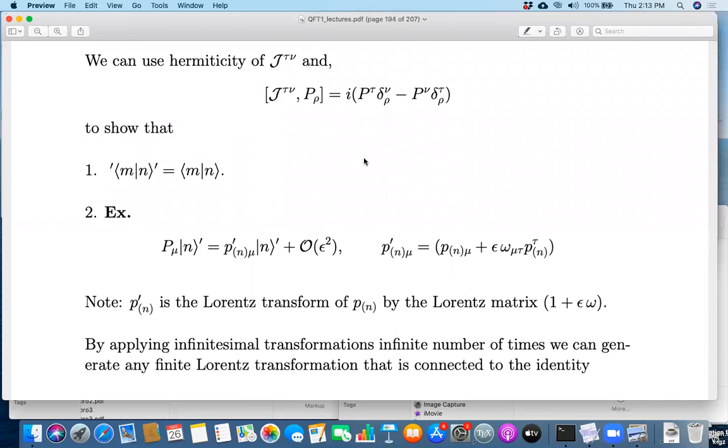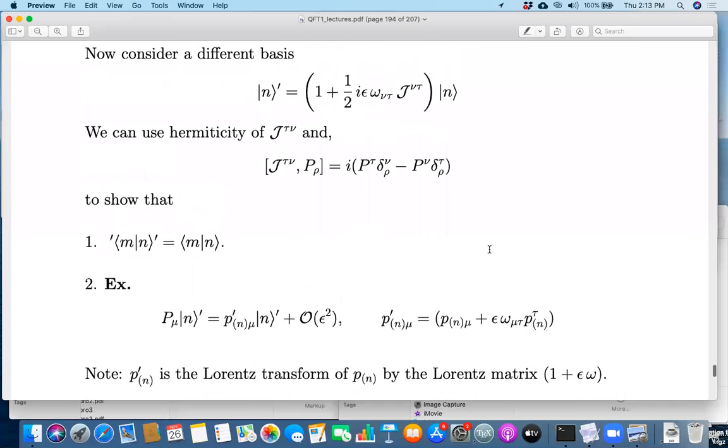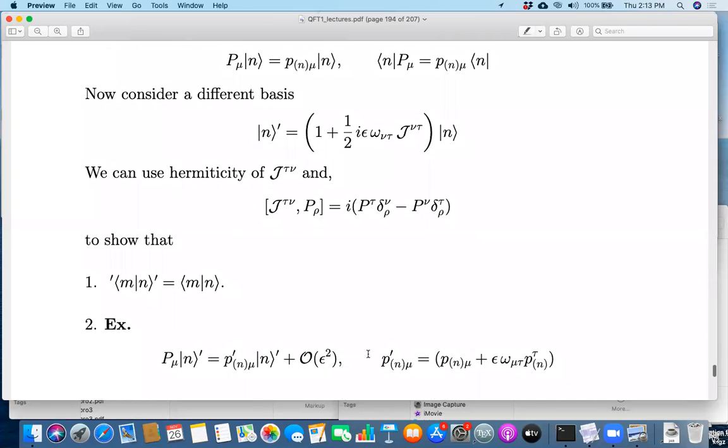Okay. So I'll leave it as an exercise to show that if you take P mu on n prime, that's given by Pn prime mu on n prime plus terms of order epsilon square, where Pn prime mu, this quantity, is defined here. Is this statement clear to everybody? How to prove it? This is again a simple exercise, but at least what it means should be clear to everybody. Are there questions?